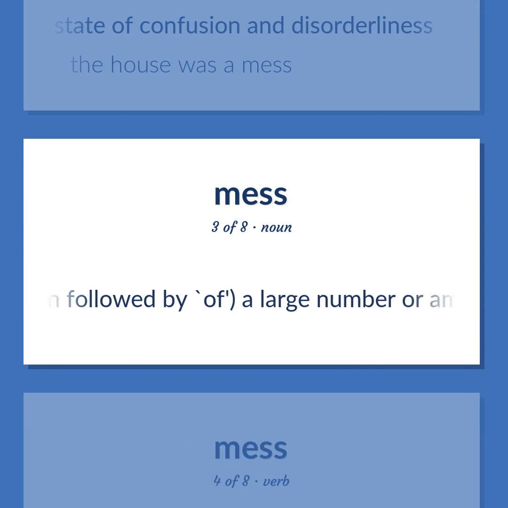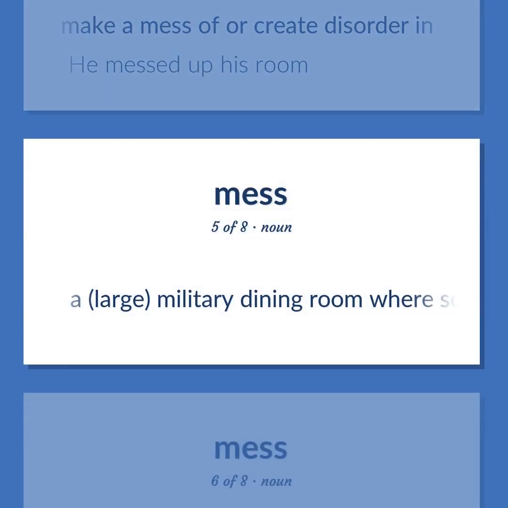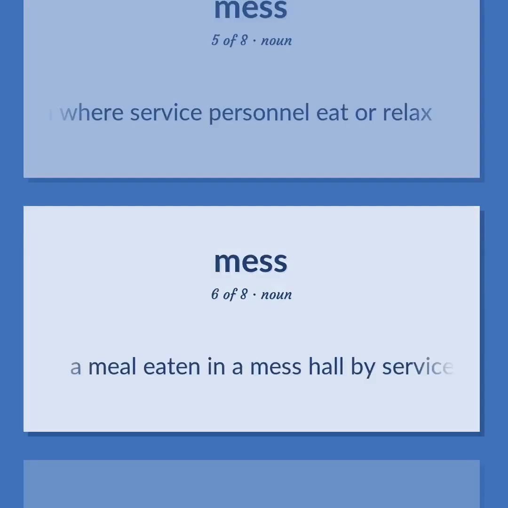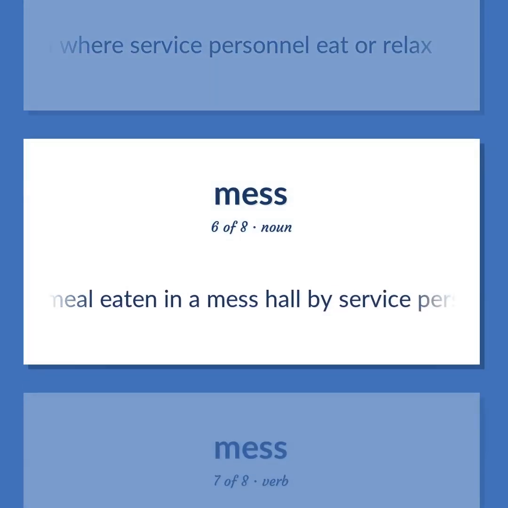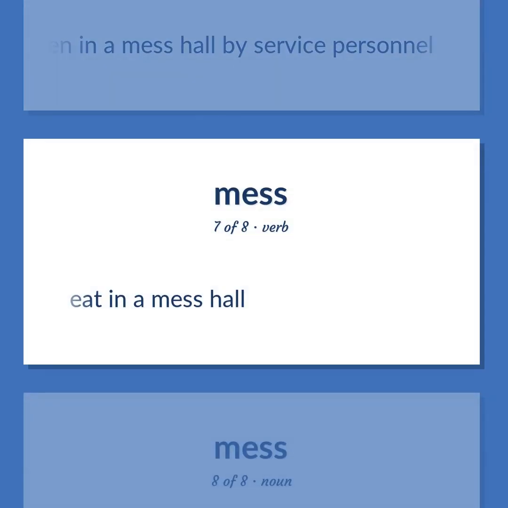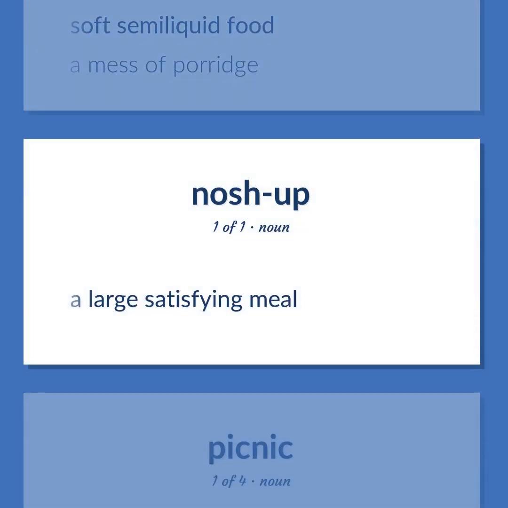Often followed by of, a large number or amount or extent. Make a mess of or create disorder in. He messed up his room. A large, military dining room where service personnel eat or relax. A meal eaten in a mess hall by service personnel. Eat in a mess hall. Soft semi-liquid food. A mess of porridge. A large satisfying meal.